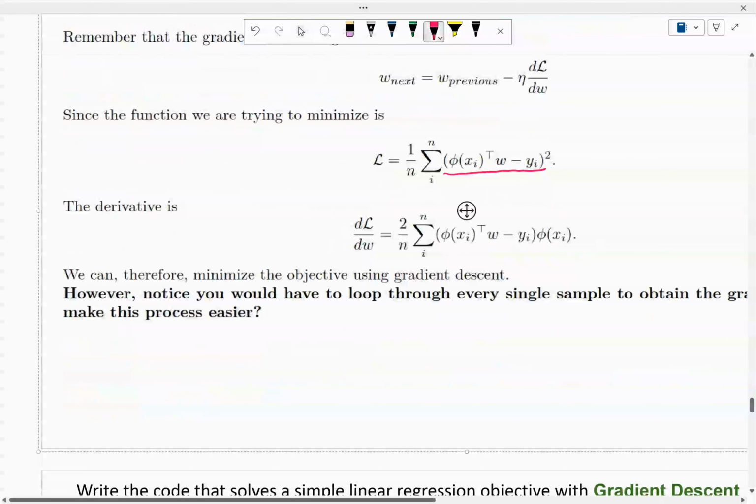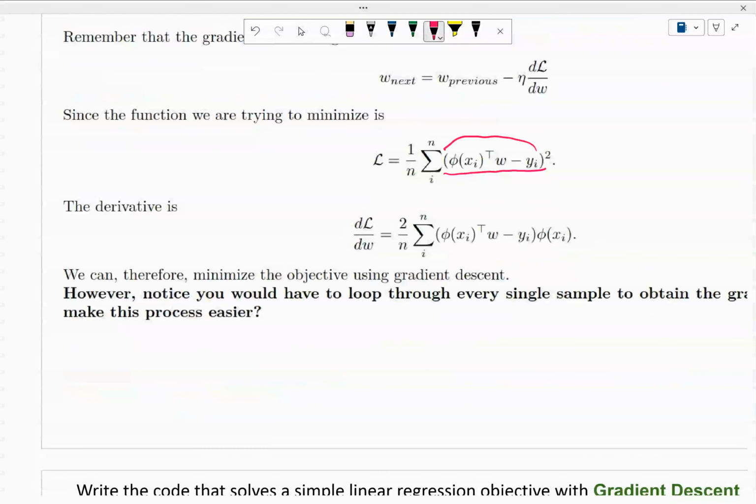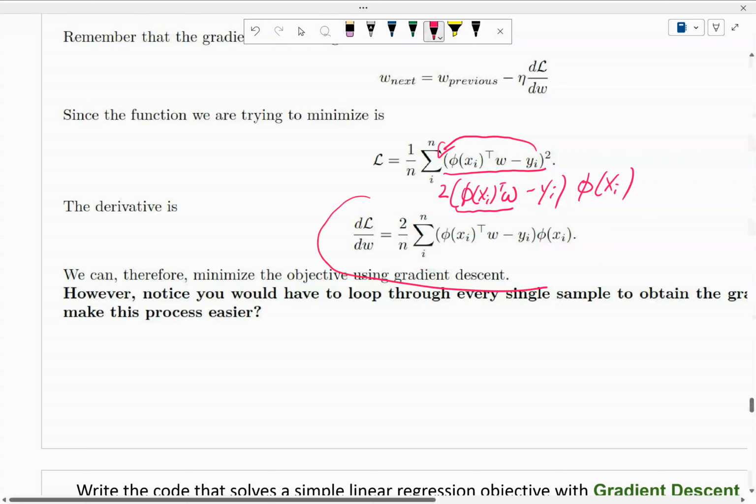If we take the derivative, the 2 comes down, so 2 goes over 2. And then this part is phi xi transpose w minus yi. Now we need to take the derivative of what's inside with respect to w, and that's just phi xi. And that's it. This right here is it. So we now know how to take the derivative.